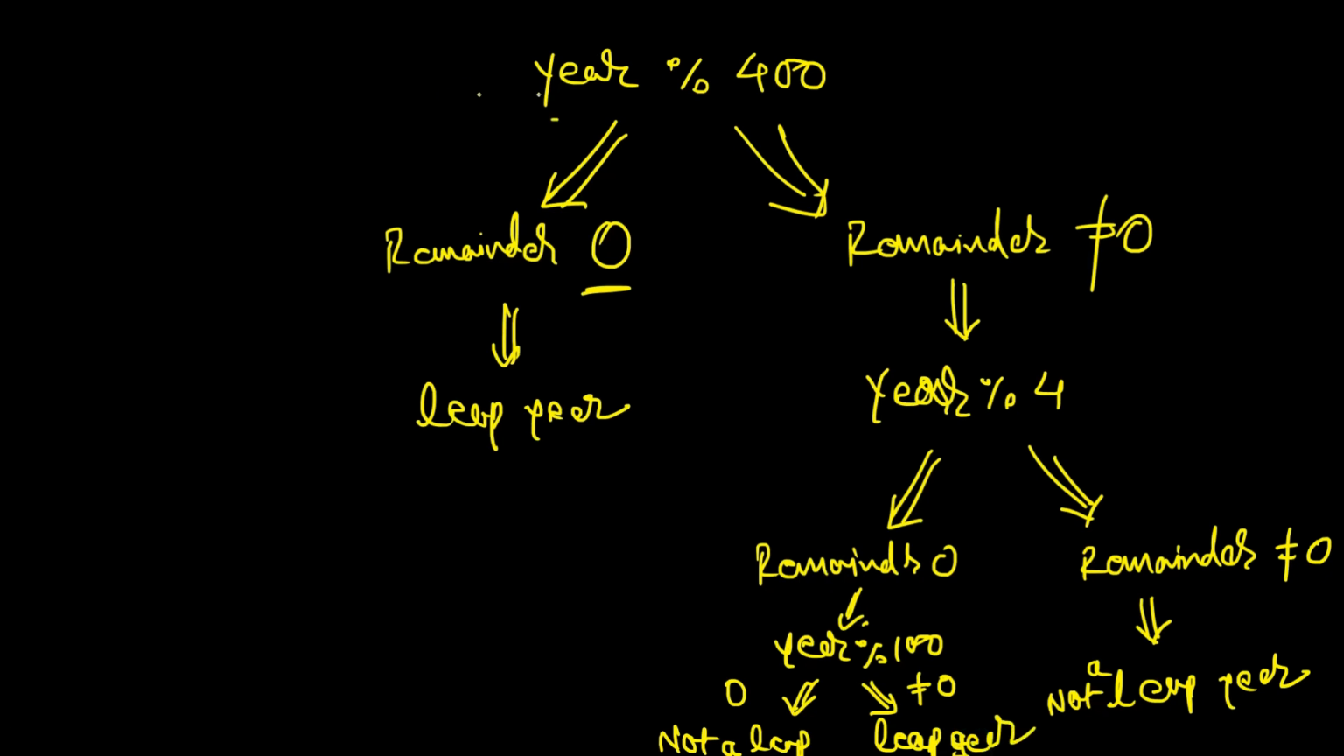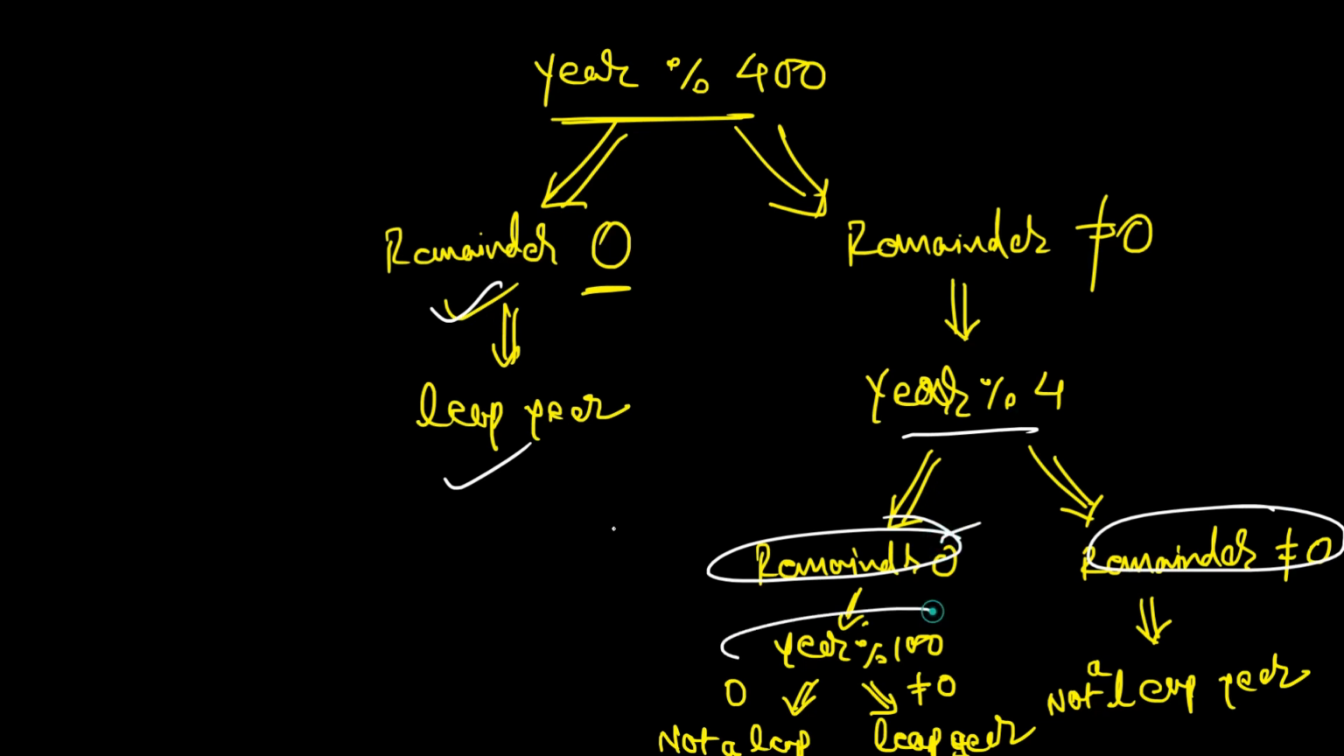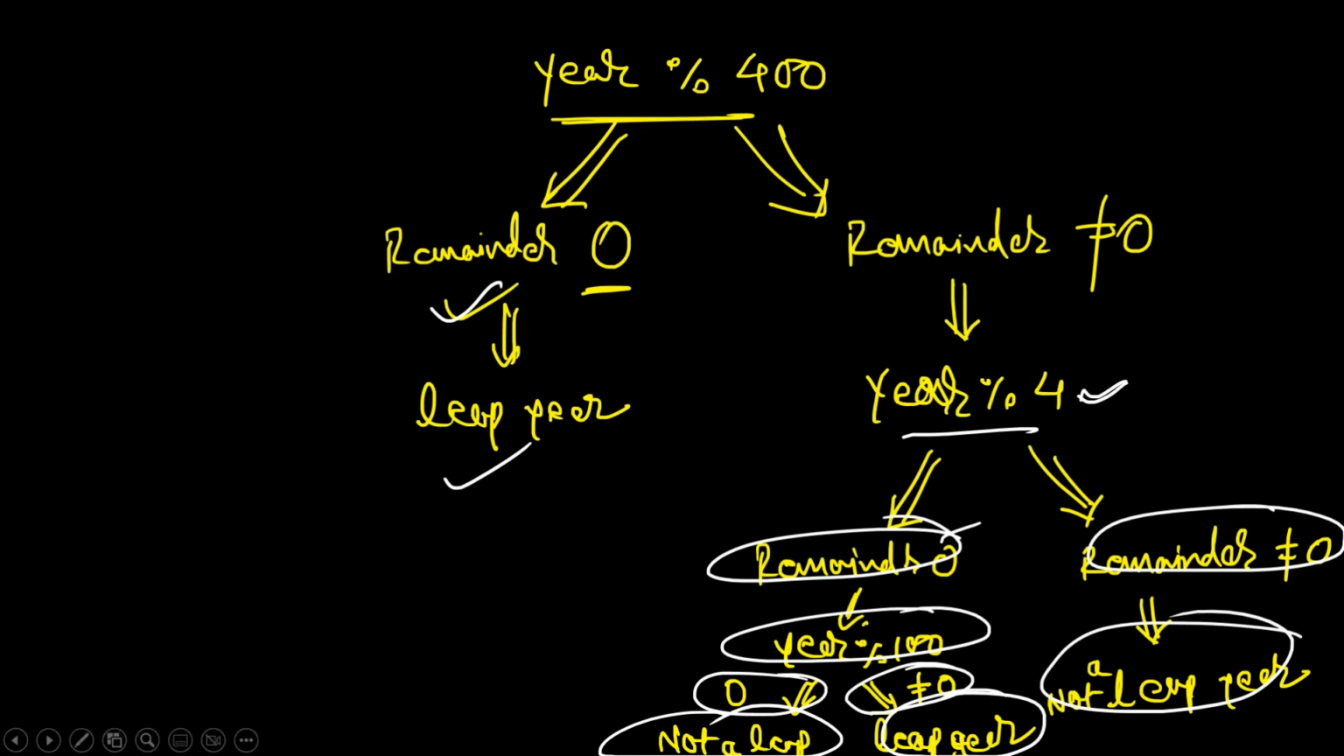Let me revise this. First of all, we have to divide the year by 400, and if we get remainder 0, then definitely the given year is a leap year. If we do not get remainder 0, then further we have to divide the same year by 4, and either we get remainder 0 or we do not. If we get remainder 0, then further we have to divide it by 100. If the remainder after dividing by 100 is 0, then the year is not a leap year. If it is not 0, then definitely it is a leap year. But if we divide a year by 4 and get remainder not 0, then definitely it is not a leap year.